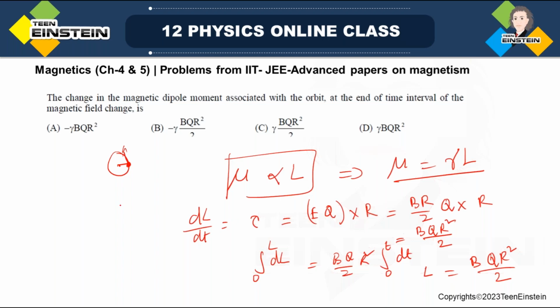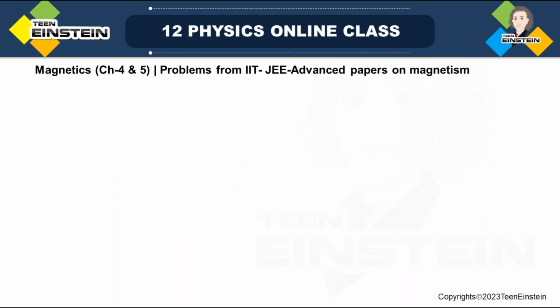Now we know this change delta L, and mu is directly proportional to L. That is what we can make use of. So gamma into L is BQ by 2 into R square. So this is what it is.